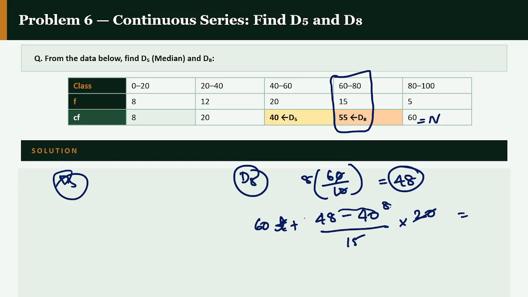We get here 60 plus 160 by 15. 15 once, and here 0, 15 times 6 is 90, and 10 again, and it's 10.66. So our value is 70.67, and D5 value is 50.